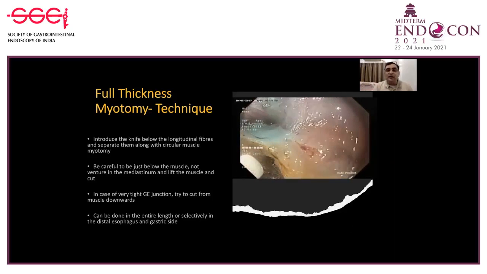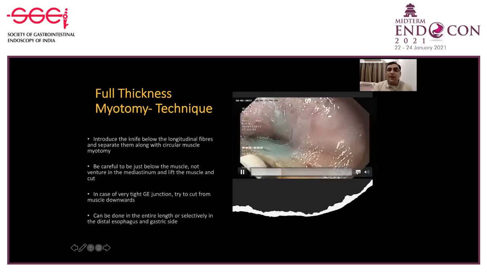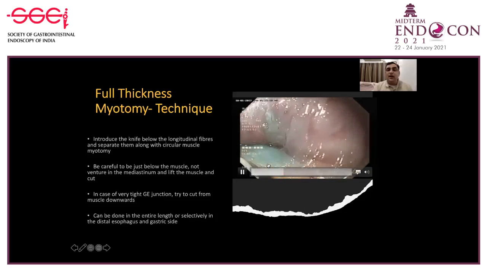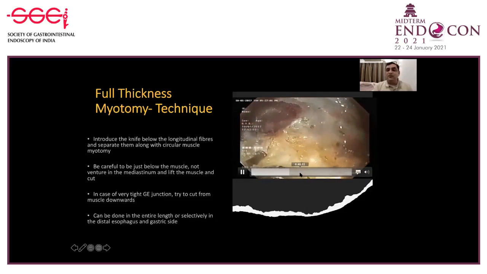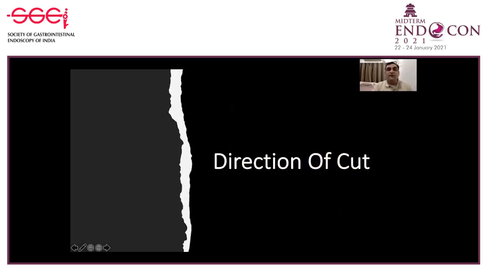Here less time is taken, as you already have a very good plane for putting the knife inside and doing a full thickness myotomy. So this becomes very fast.